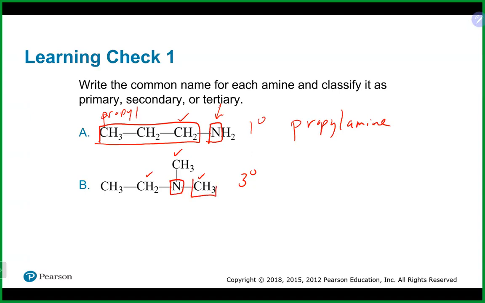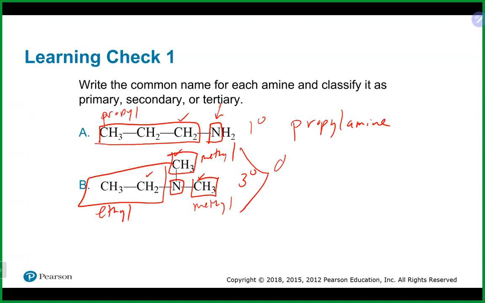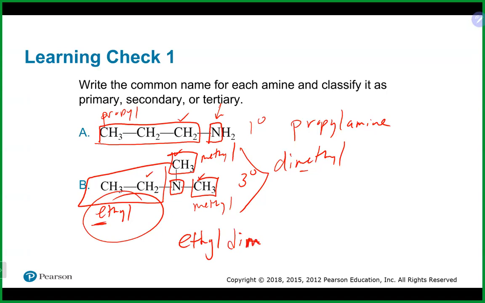Here we have 1 carbon group, which is a methyl group. We have another 1 carbon group here, which is a methyl group. And attached over here is a 2 carbon group, which is an ethyl. Once again, these 2 will become a dimethyl. And again, alphabetical, E before M in this case. So this again would be our ethyl dimethyl amine. Any questions on any of those names there?